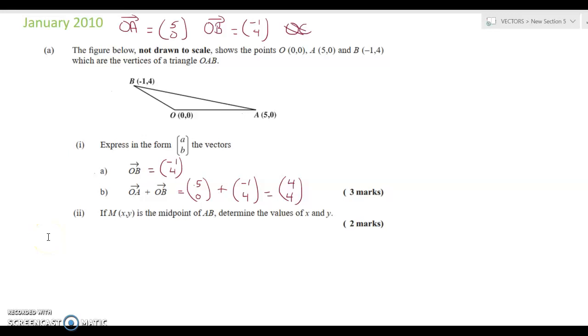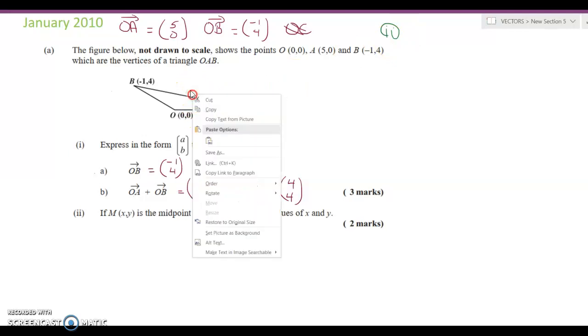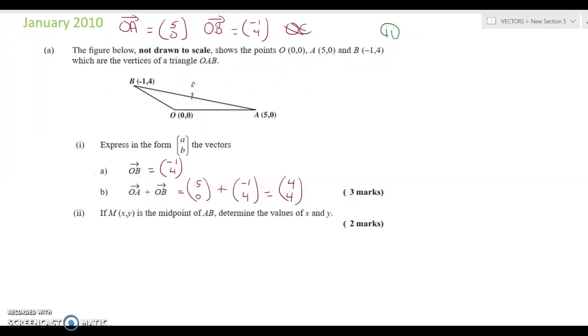Now for part 2, they said M, which is (X, Y), is the midpoint of AB. I'm going to find the values of X and Y. So if M is the midpoint, that means halfway. That means M is somewhere around here. The midpoint, halfway. So let's find what vector AB is first. AB would be, and we have to add two vectors, in this case AO plus OB.